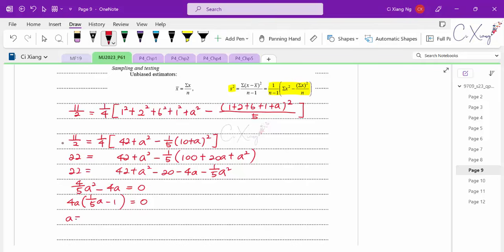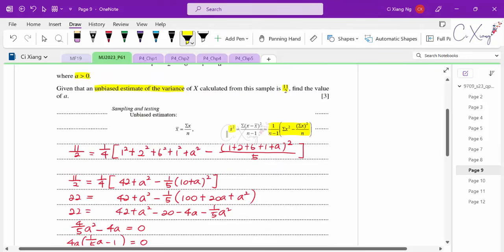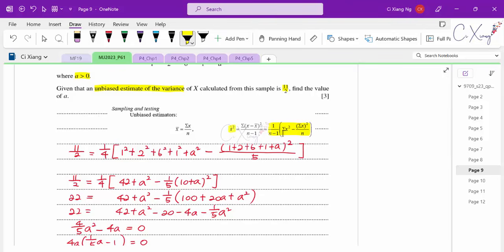and I get the value a equals to 0, which we are ignoring because in the question they did mention that a is positive, greater than 0. Alright, so the value equal to 0 should be ignored. And then from the second bracket here, I will get a equals to 5. So this one should be our answer. Right, so a equals to 5. This question basically is quite straightforward if you know how to apply the unbiased estimation formula for the variance. Okay, so this is how we answer question number 6.